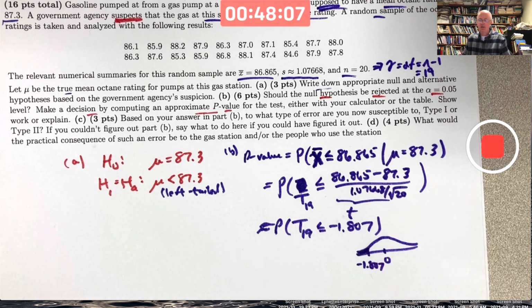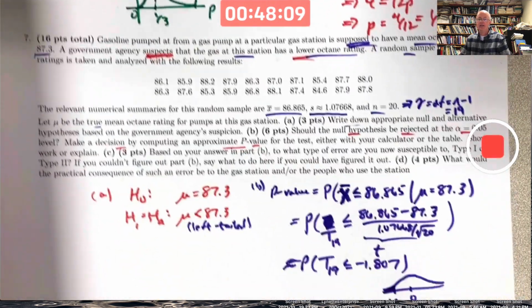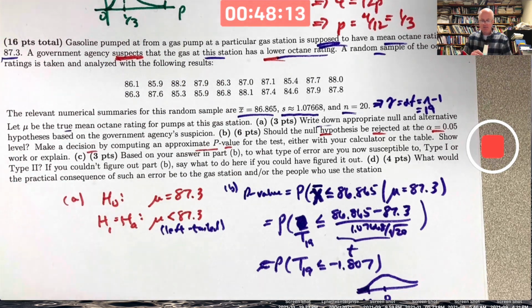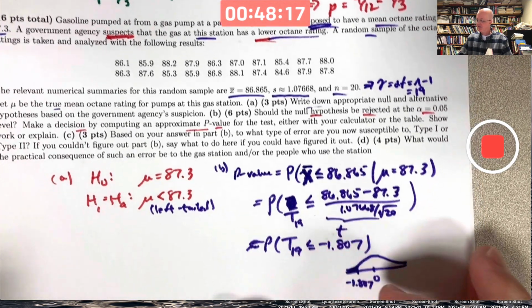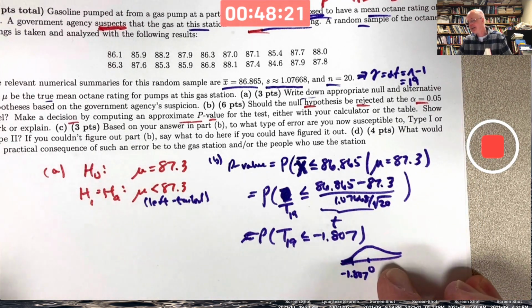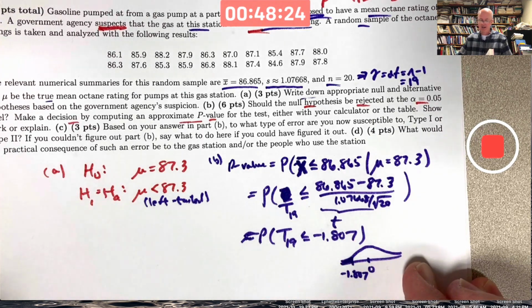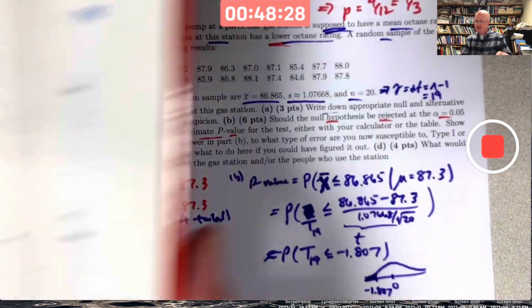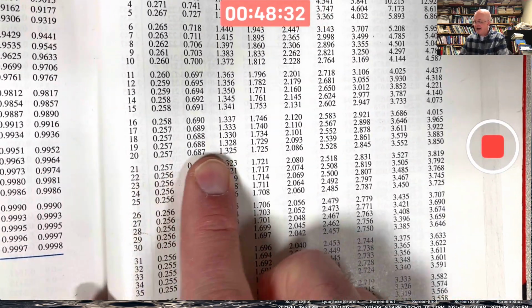The tables typically give you areas to the right of positive numbers. What you need to do is use the symmetry of the distribution. The area to the left of negative 1.807 would be the same as the area to the right of positive 1.807. And if you look in the t-table, based on 19 degrees of freedom, we all have positive numbers there.